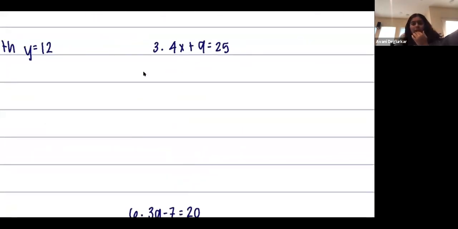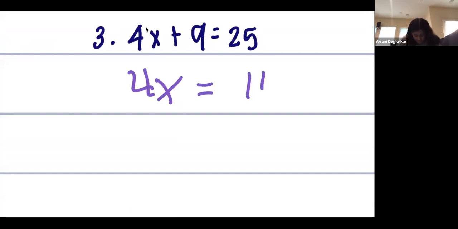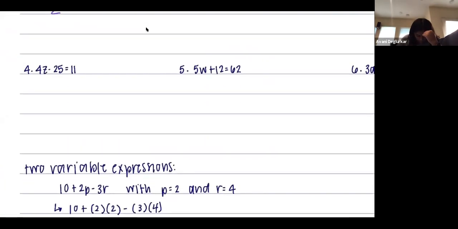Anyone want to try 3? Eric? Yep, 4x equals 16, and then x equals 4. If you are confused on how he did that, 4x, and he subtracted 9 from each side. So 25 minus 9 is 16, and then you divide each side by 4, x equals 4. Okay, anyone want to try number 4?